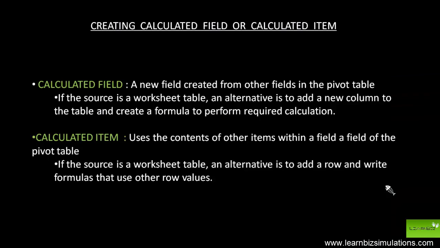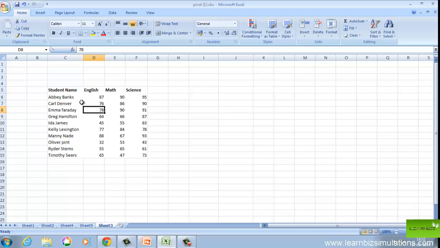Next we look at creating a calculated field or calculated item. A calculated field is a new field created from other fields in the pivot table. So suppose the source is a worksheet table, an alternative is to add a new column to the table and create a formula to perform the required calculation. A calculated item uses the contents of other items within a field of the pivot table. If the source is a worksheet table, an alternative is to add a row and write formulas that use other row values.